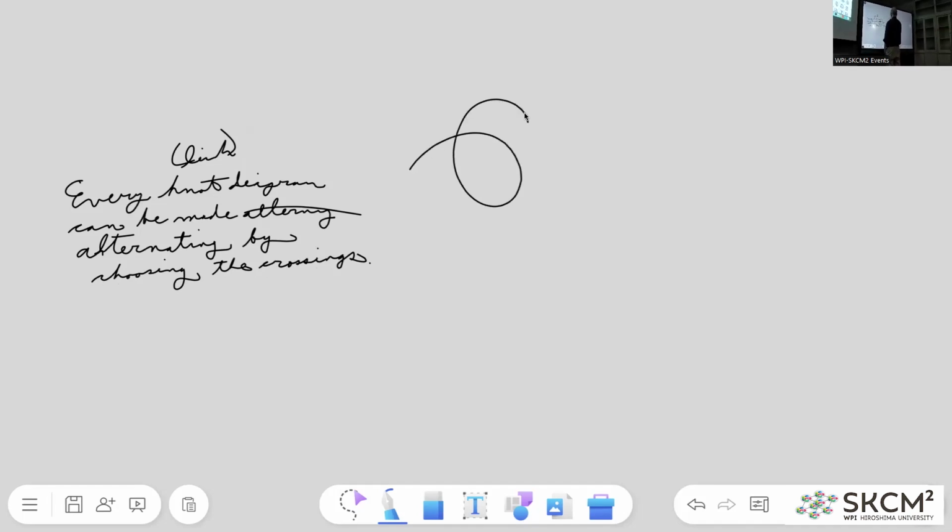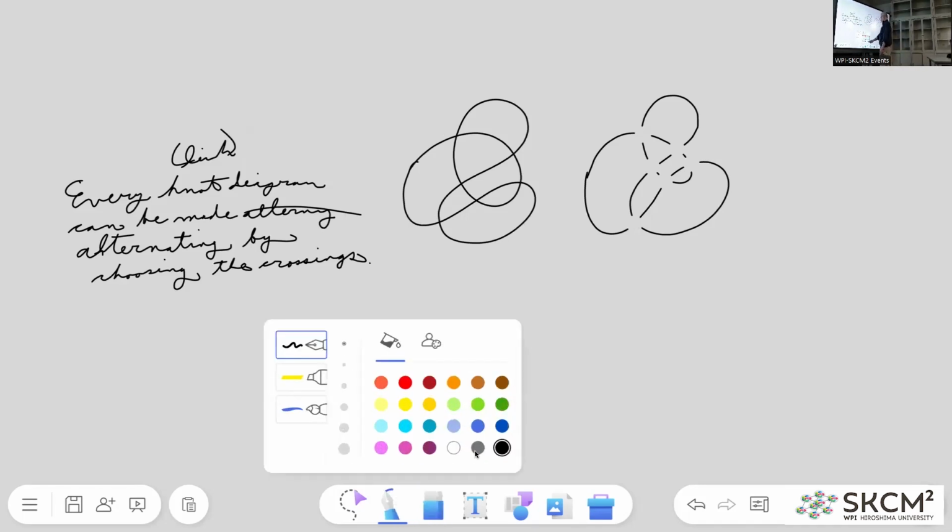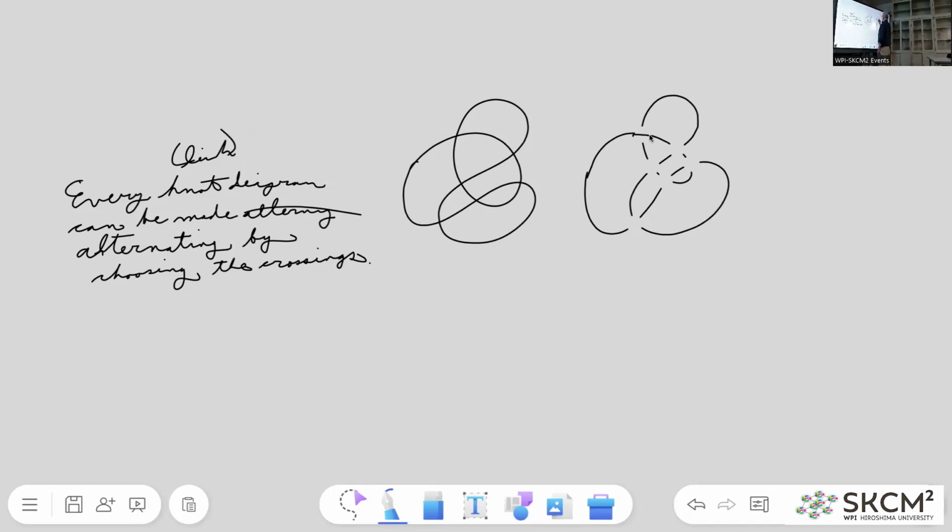So for example, I take this diagram here. And I wish to make it alternating. So I just do so. And I claim it always works. So I say, okay, over. Next one has to be under. Next one has to be over. Next one is under. Next one is over. Under, over, under, over, under, over. Done. Alternating. The claim is this always works.